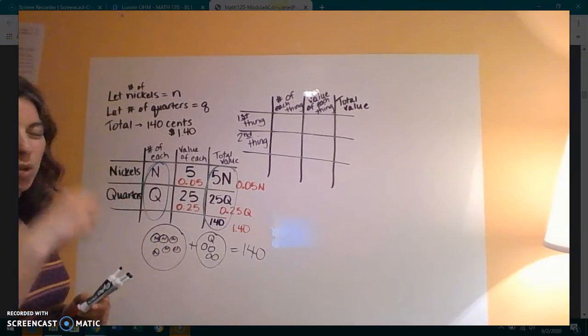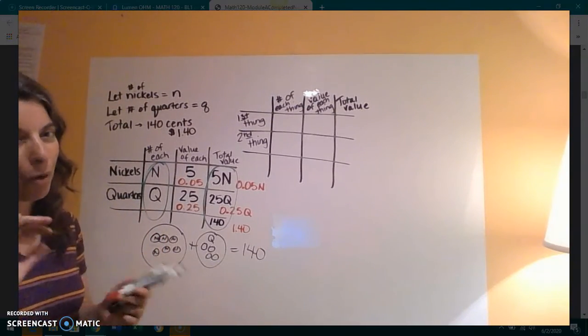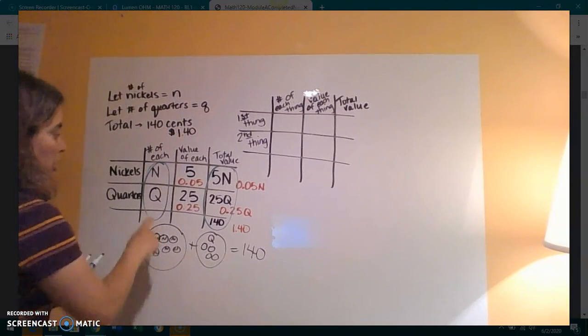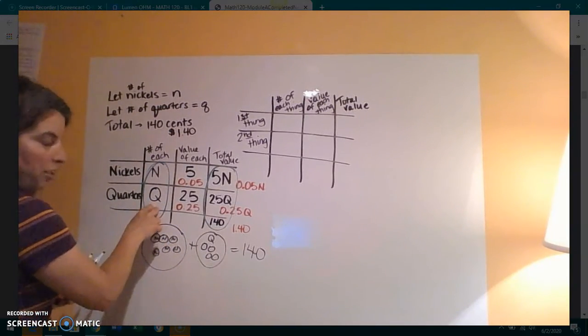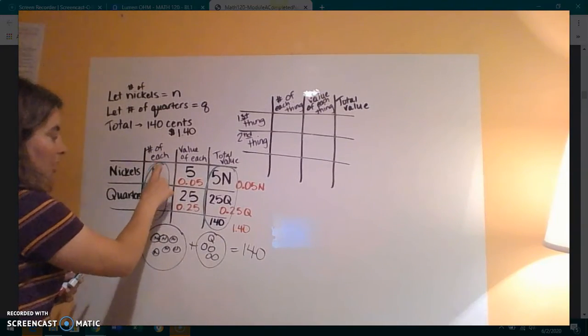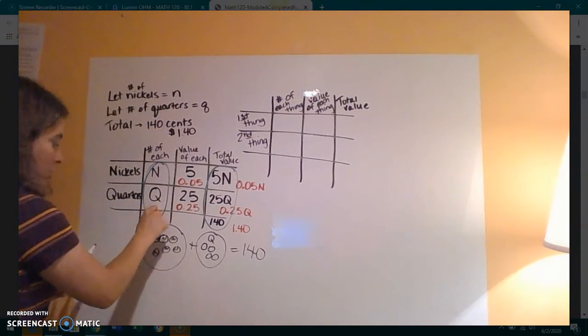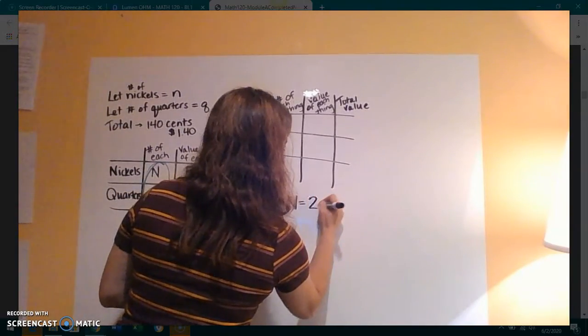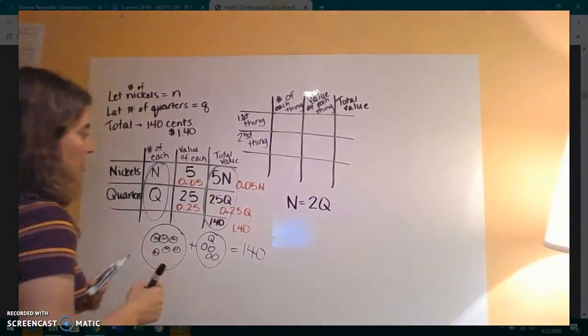Sometimes when it says one's twice as many as the other, I kind of have to think about which way it goes. So what this is saying is there are 2 times as many nickels as quarters. Let's say he has 10 quarters. It is 2 times as many nickels, so we'd have 20 nickels. So the number of nickels is 2 times the number of quarters. So one equation is going to be the number of nickels is 2 times the number of quarters.